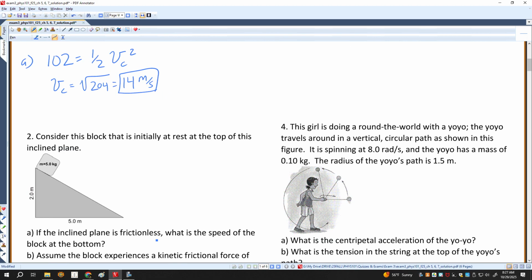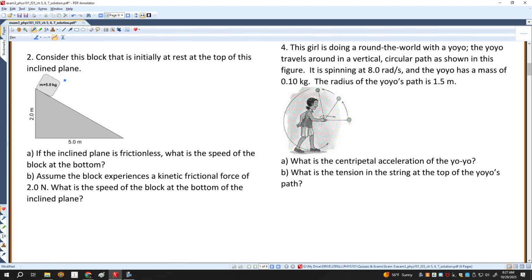Okay? So there's this block, it's initially at rest, so it only has potential energy here. It will only have kinetic energy at the bottom, and then recognize along the way that it loses the work done by friction, that friction does negative work on it, if it has friction. But in part A, it doesn't have friction. I just say that the potential energy at the top is equal to the kinetic energy at the bottom, and that's going to be mgh equals 1/2 mv squared.